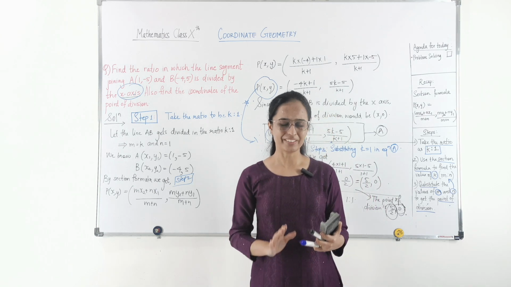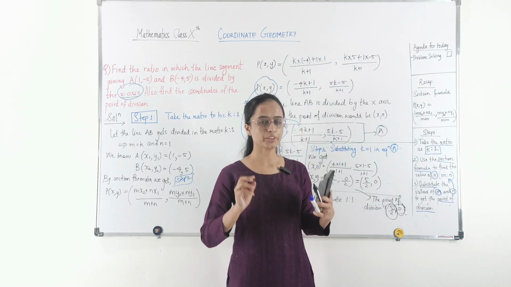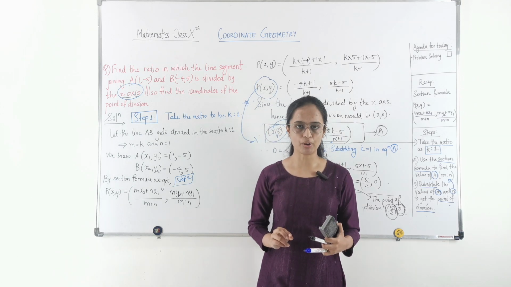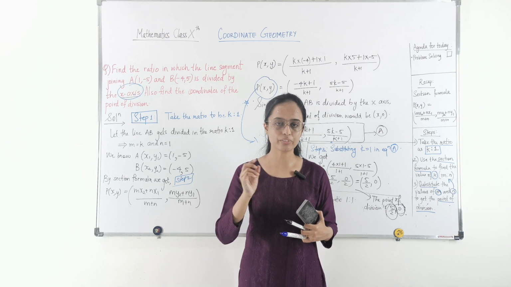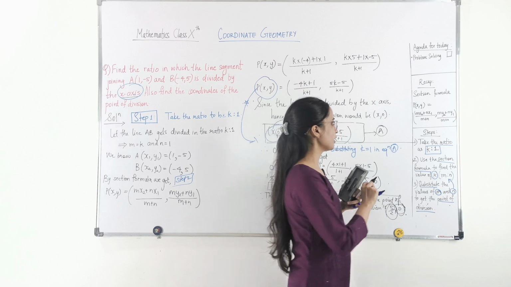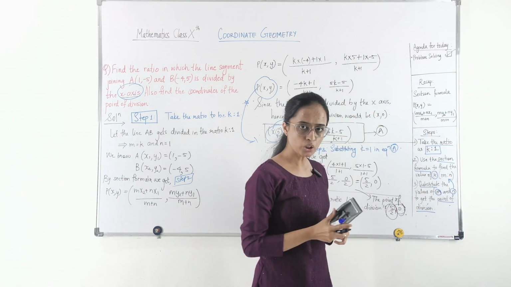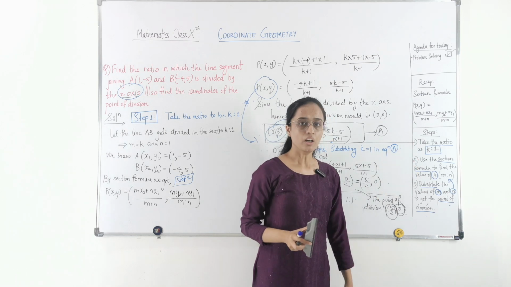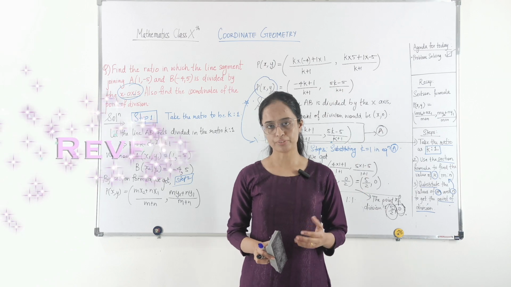So students, with this we come to the end of today's class. In today's class, what we did is we solved a problem using section formula in which we actually calculated the ratio in which the line segment gets divided and the point of division. So our agenda for today is completed, and I would request you all to just note down these steps so that it would be useful for you to remember how to solve the problems.